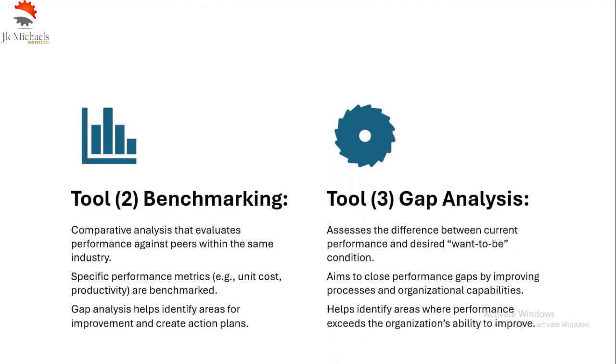So we have gap analysis, right? We assess the difference between our current state, which is where we are, and our desired state, where we want to be. It aims to close this performance gap by improving the process and improving the organization's capabilities. It also helps us identify areas where the organization is performing poorly due to waste. What we want to do is root out causes of inefficiency so that we can improve the organization's performance.